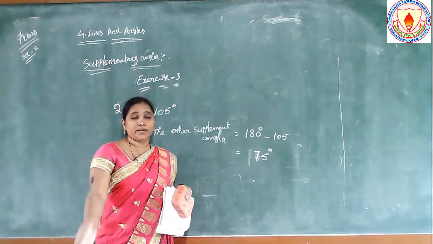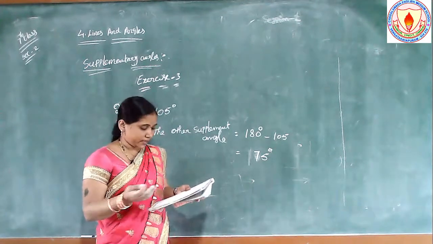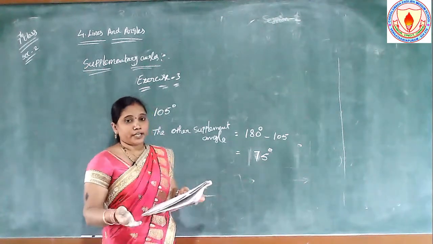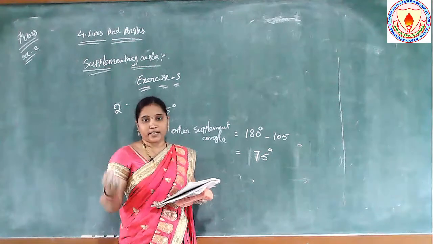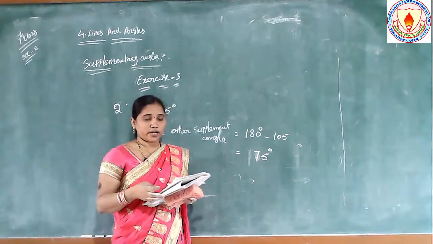So to find the other supplementary angle, what do we subtract from? We subtract from 180. See, the next one is 95. 180 minus 95, what answer do you get? That is the other supplementary angle. The remaining ones you can also do.